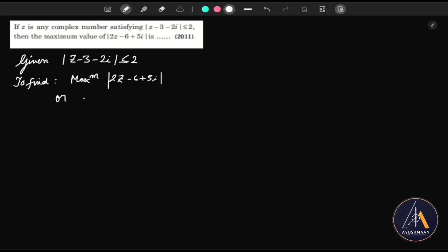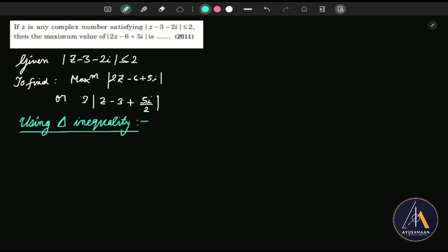इसको हम ऐसे भी लिख सकते हैं, 2 बाहर निकाल देंगे तो z minus 3 plus 5i by 2. Now basically we are going to use the triangle inequality. What does this statement say? It says that modulus z1 minus modulus z2, whole mod, is always less than or equal to modulus of z1 plus z2.